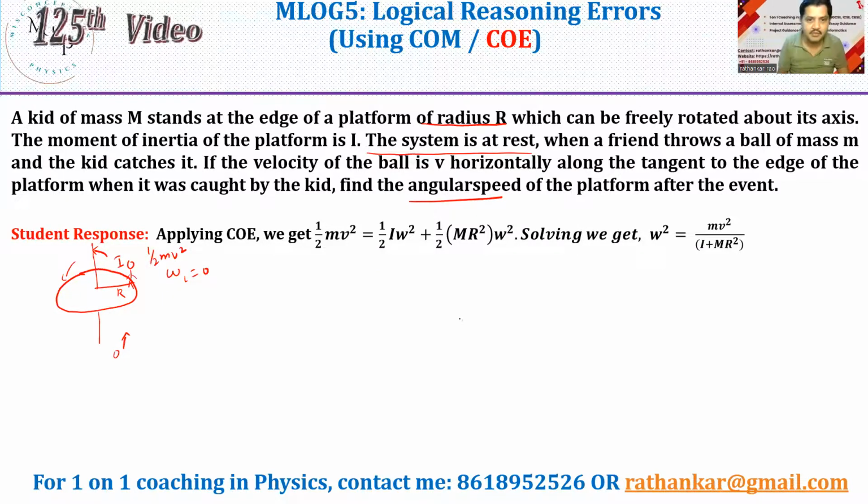Okay. So this should now be equal to the rotational kinetic energy, which is nothing but half I omega square plus half m r square into omega square. Half m r square is the moment of inertia of the person, and this I is the moment of inertia of the rotating platform, which is already given. So I get this, and this omega is the final angular velocity. Solving this, we get omega square equal to so much. Take omega equal to the square root of this. This was the answer given.